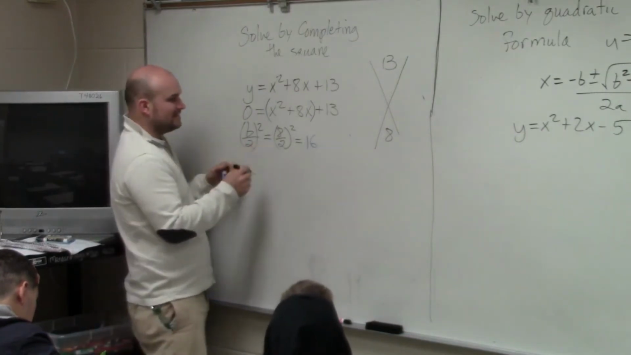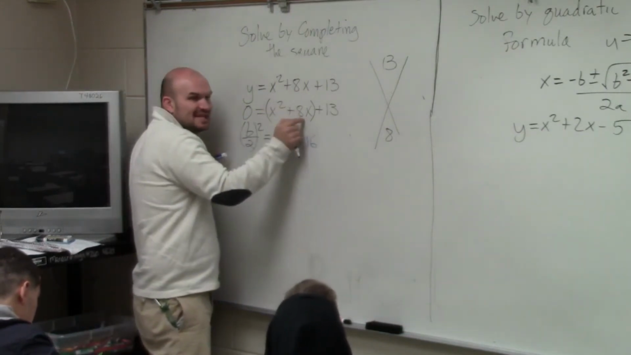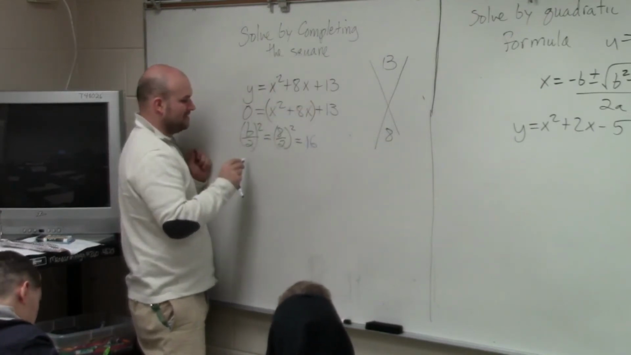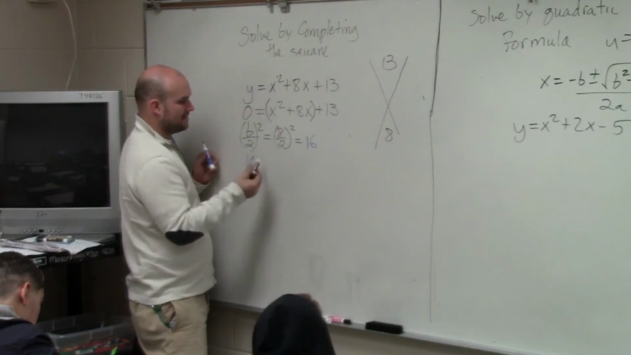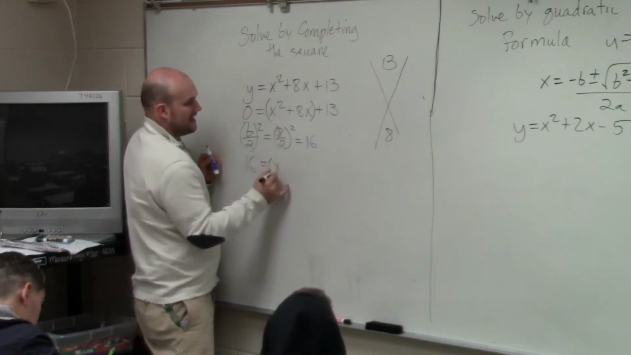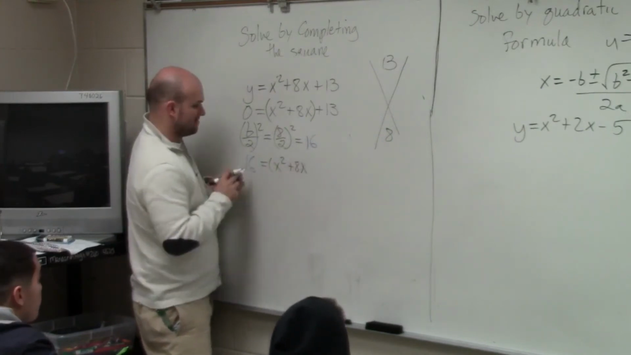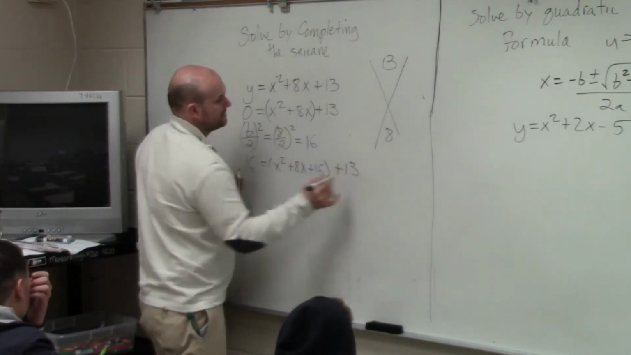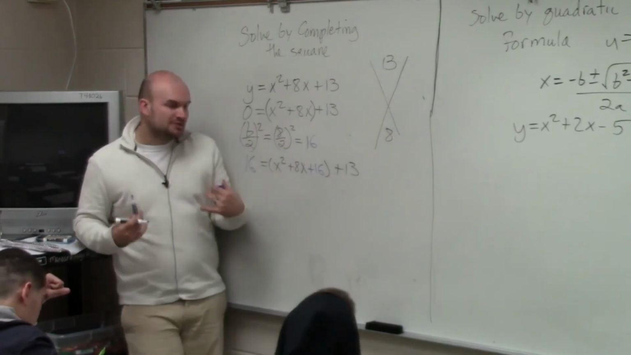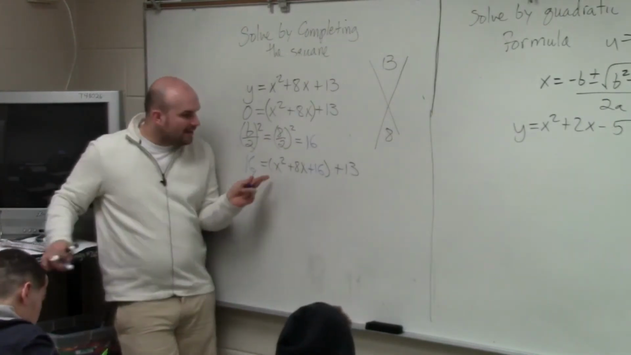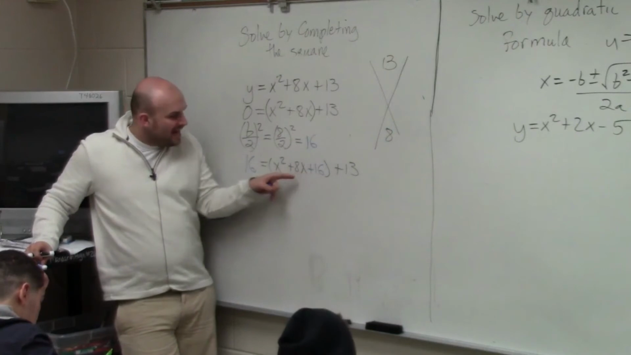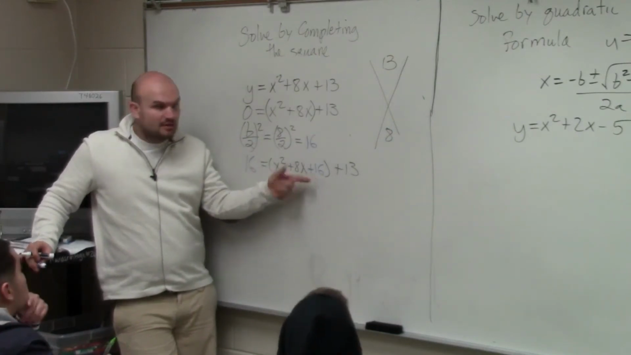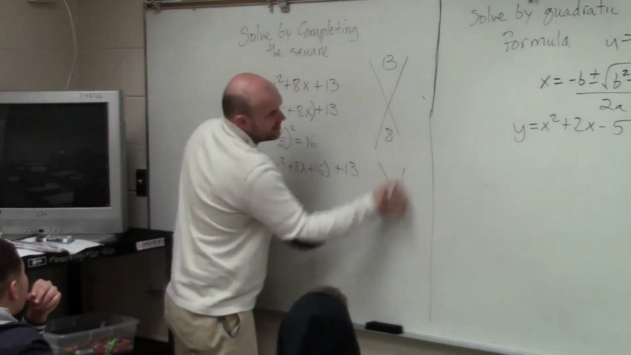So now we add the 16 inside this parenthesis, but whatever we add on the right side, we have to add on the left side. So I'm going to add a 16 on the left side: equals x squared plus 8x plus 16 plus 13. Do you guys see now, since I added this 16, I now have a trinomial inside this parenthesis that can be factored? Can it be factored? Let me show you.